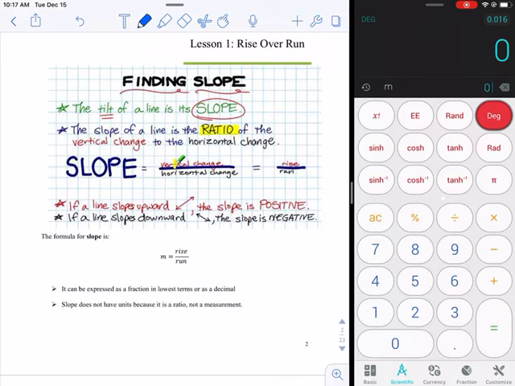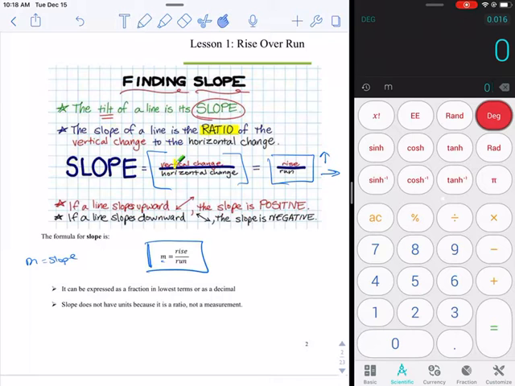So slope is the vertical change over the horizontal change, and we call this the rise over the run. The rise is the vertical change and the run is the horizontal distance. So the formula for slope is rise over run. And we use this letter m just as a placeholder. M means slope. And you can express it as a fraction or a decimal. Okay?